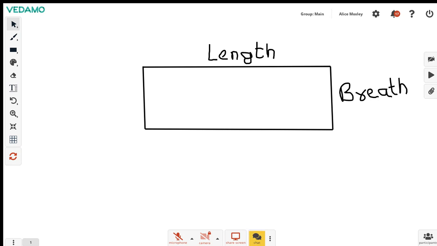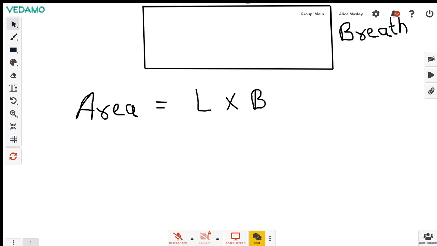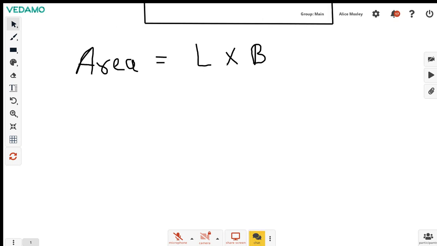So this is how we define the sides of the rectangle. And when it comes to finding the area, the area of the rectangle is defined as area is equal to length multiplied by breadth. That's it. Now can you all find me the area for the following rectangle that I'm going to give you?